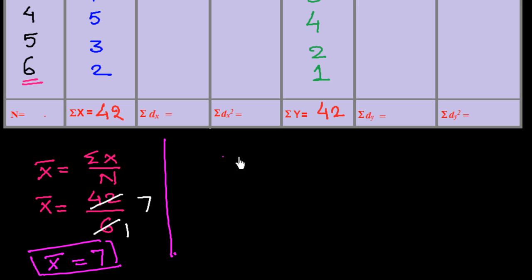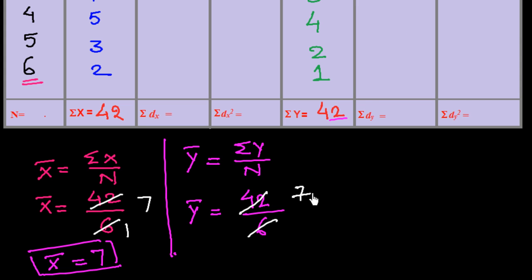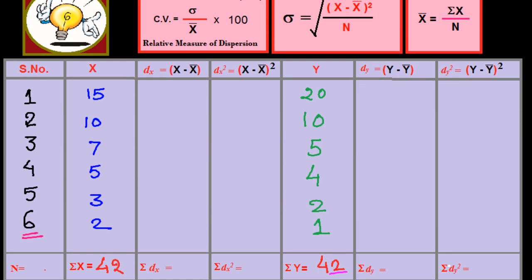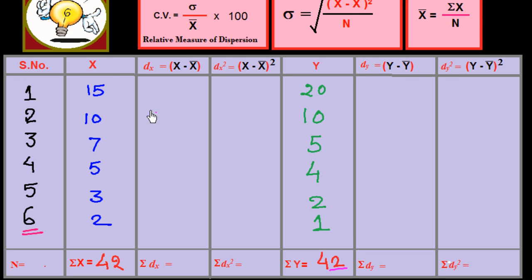Now we find out y bar. Y bar is summation of y over n. So y bar is equal to summation of y, which is 42. We have to put here 42, and the total number of data is 6 here also. So we get the same thing here, 7 times. So we get y bar is also 7. So x bar and y bar we have got here, both are 7. So what we have to find out? We have to find out the deviation through the mean of this data x.